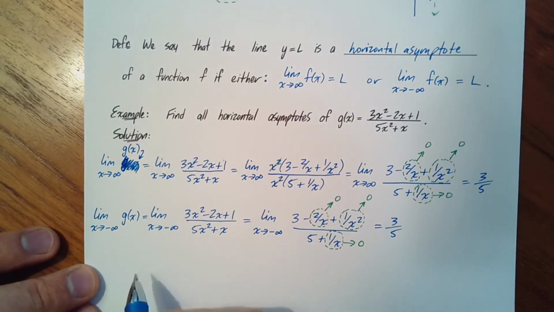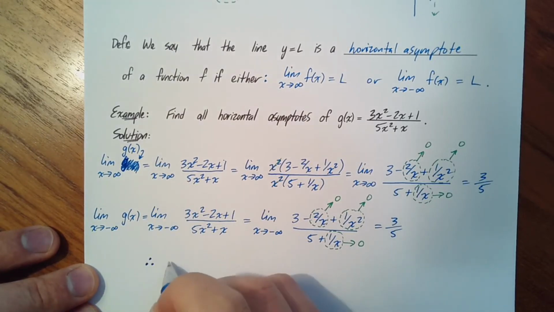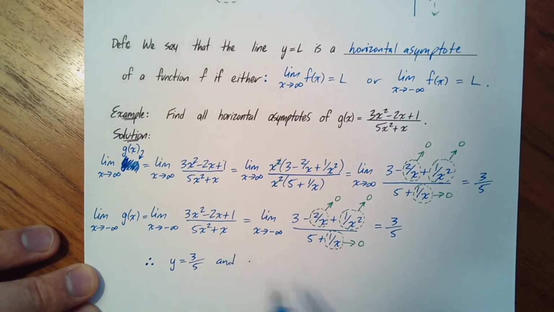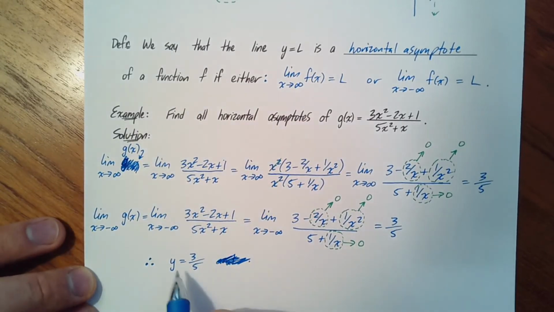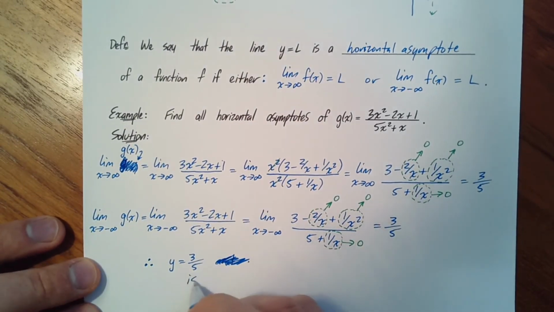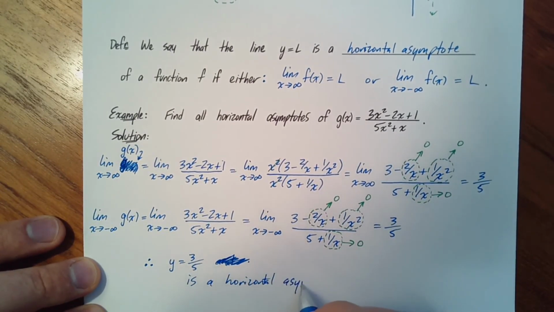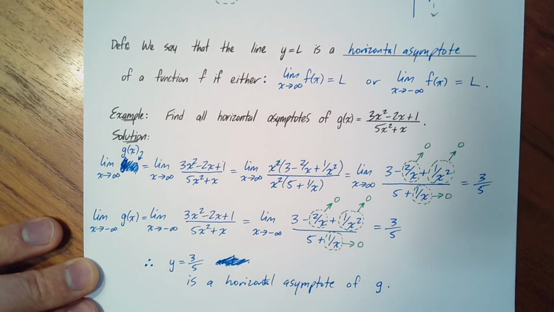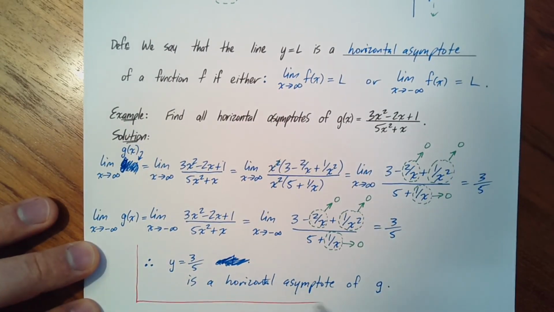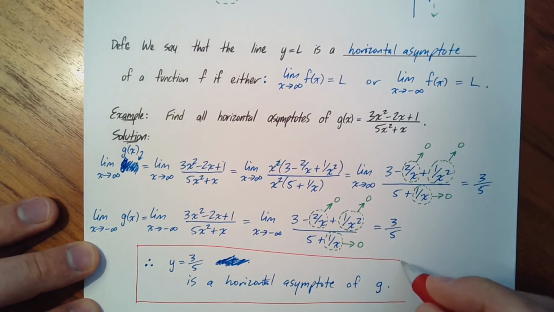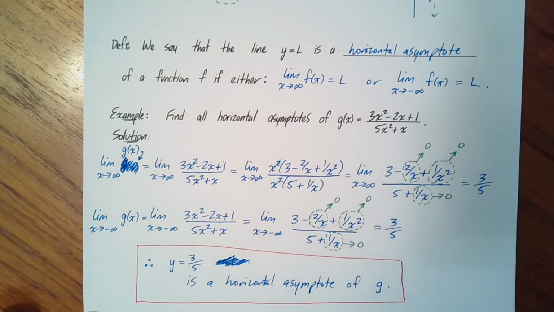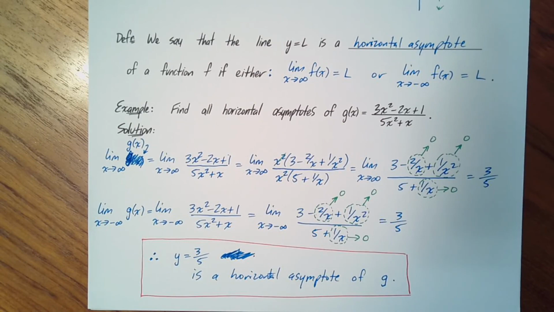So in this case, we can answer the question. Let's say, therefore, y equals 3/5. Not and, there's just one horizontal asymptote, and it's an asymptote in both directions. So let's say y equals 3/5 is a horizontal asymptote of the function g. It turns out in our next example, we're actually going to have 2 horizontal asymptotes, so I must have been thinking of that one when I tried to write the word and. Okay, so we'll look at an example on the next page where it actually is going to matter which direction you're going.